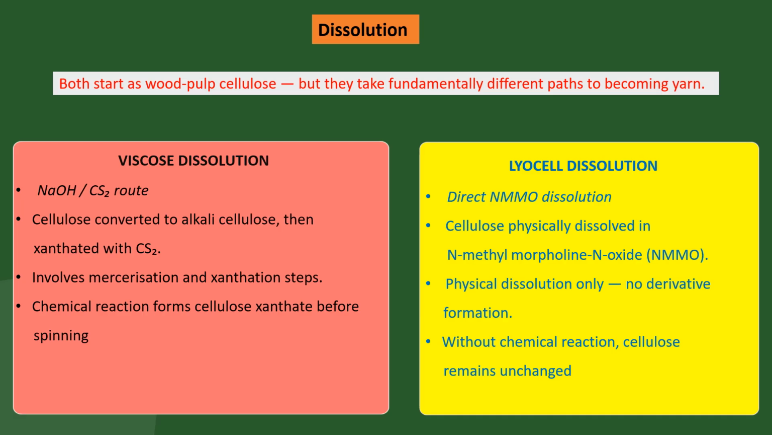In contrast, the lyocell process uses direct dissolution in N-MMO, or N-methyl morpholine N-oxide. Cellulose dissolves physically without forming any derivative, and its chemical structure remains unchanged. This fundamental difference makes lyocell a simpler and more environmentally friendly dissolution technology than viscose.